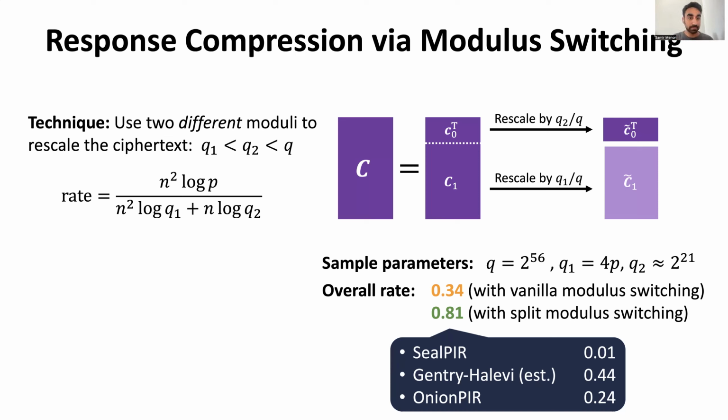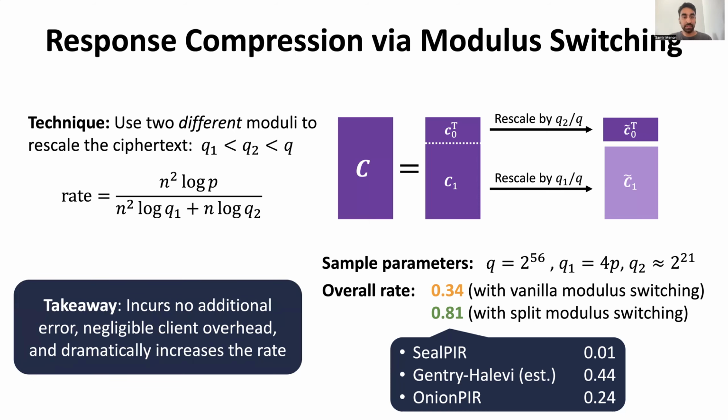Sorry. Yeah, so the takeaway is this actually incurs no error. There's almost no client overhead to doing this, and it increases the rate a lot. So basically, anytime you communicate matrix Regev ciphertext, you should probably do this. You should probably switch all but the first row to a much smaller modulus than you would have. So there are two other tricks that I'll talk about.